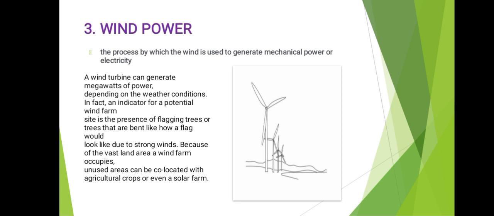Because of the vast land area a wind farm occupies, unused areas can be co-located with agricultural crops or even a solar farm. So the energy from the wind is being harnessed by the wind turbines, converting the wind energy into mechanical energy. This kind of energy is a renewable source since the wind in the surroundings is unlimited. Okay, unlimited ra siya.